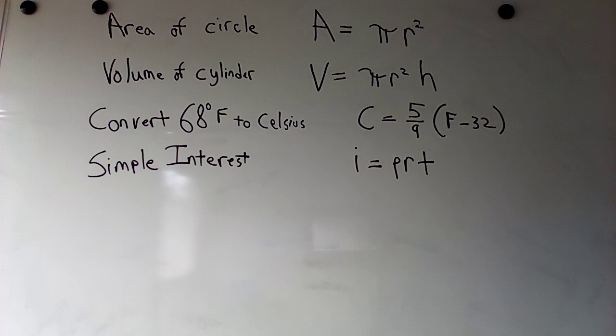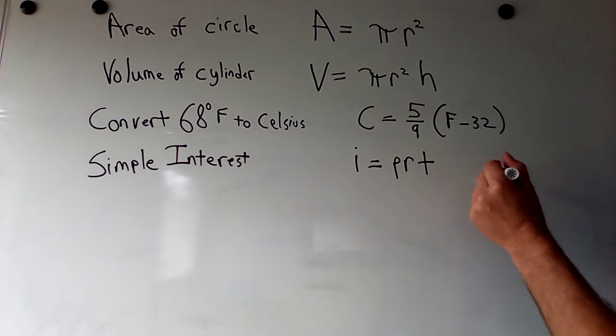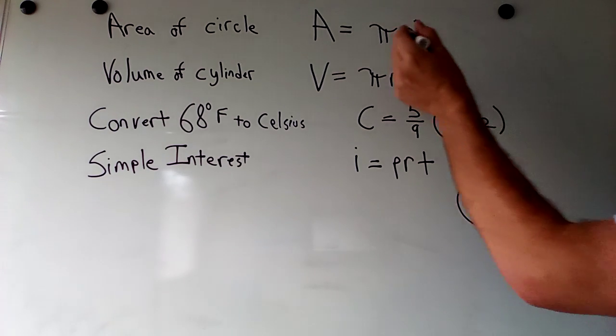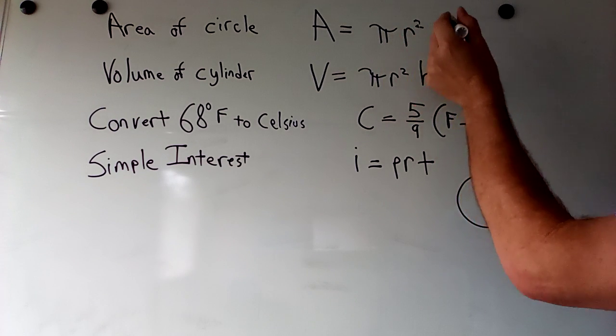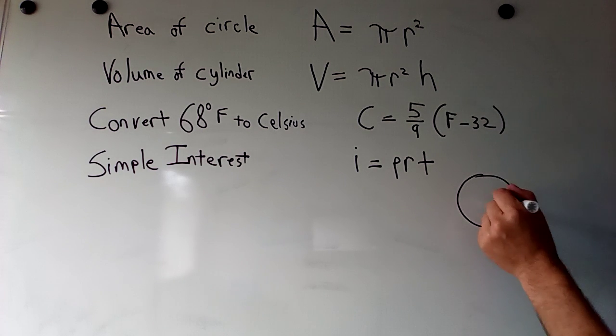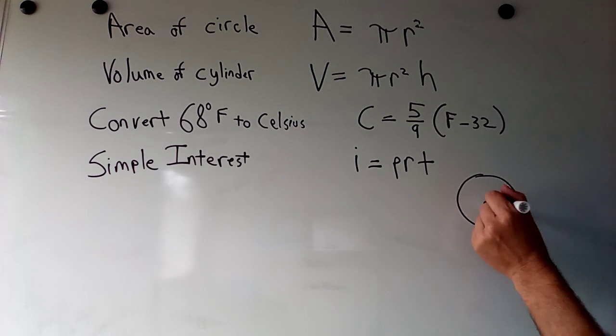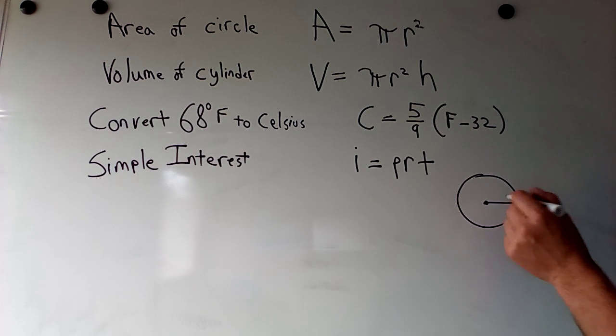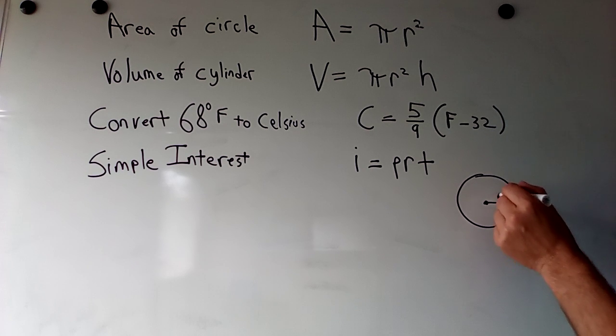Let me explain what this means exactly. Of course, area of a circle. That means if I have a circle and I want to find the area inside the circle, to find that I use pi r squared. Well, the radius of a circle, hopefully you remember this, and if not, we'll review this when we get into some geometry and some other things later. The radius is from the center of the circle to the outer edge of the circle, and that's your radius.